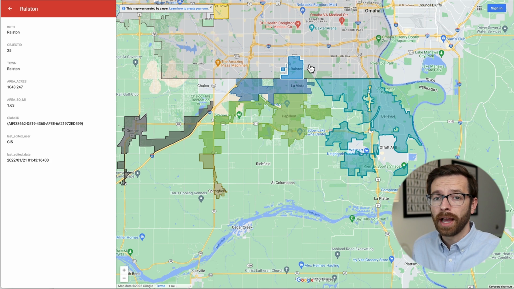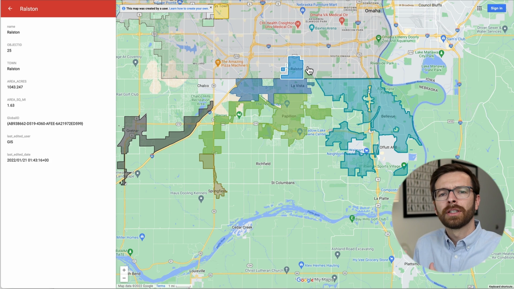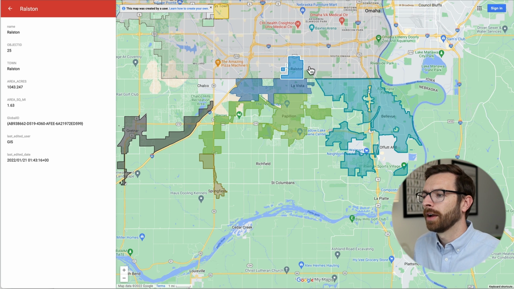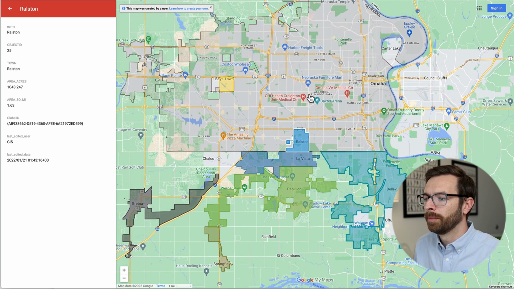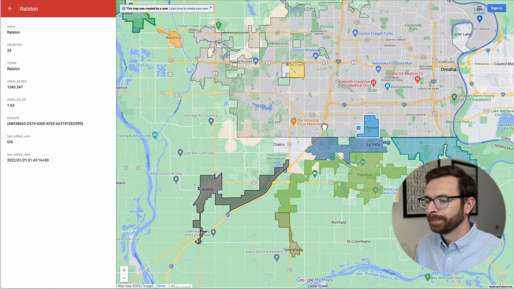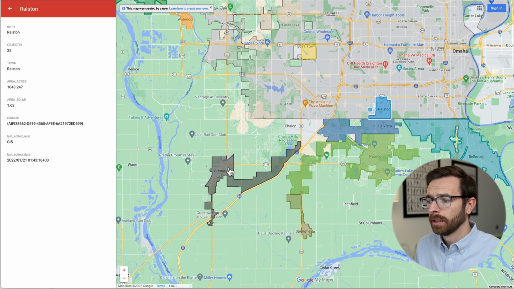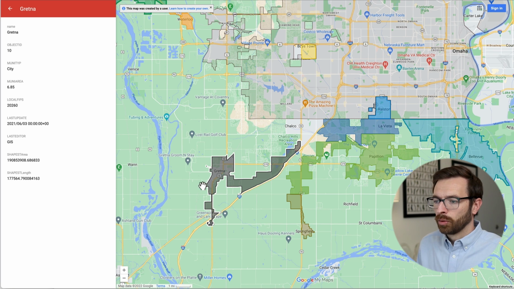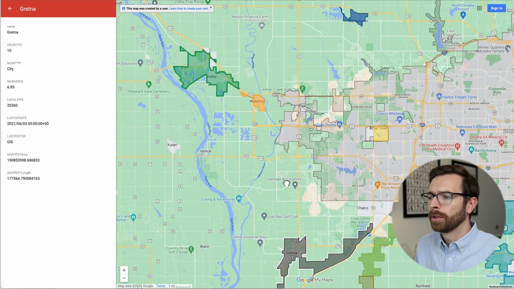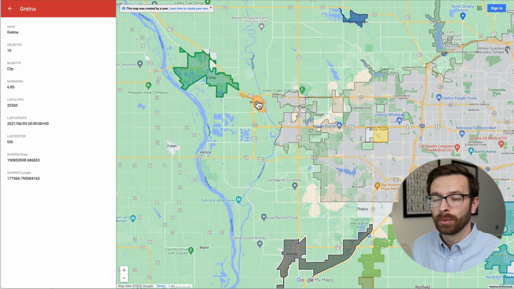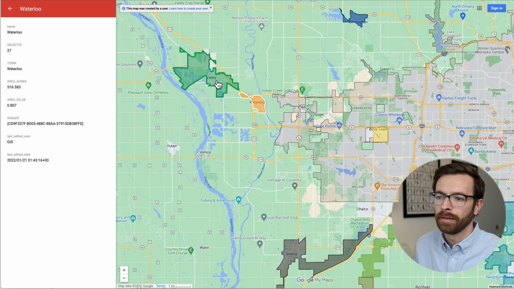Ralston is in Douglas County. It's kind of its own little community within Douglas County. So it's surrounded completely by Omaha and then borders La Vista to the south. If you keep going west, you'll get to Gretna, and it's an interesting boundary right up against the I-80, the interstate there. But Gretna population is all around this area. And then you get a few smaller communities to the west of the Elkhorn River. You've got Waterloo right here and Valley.